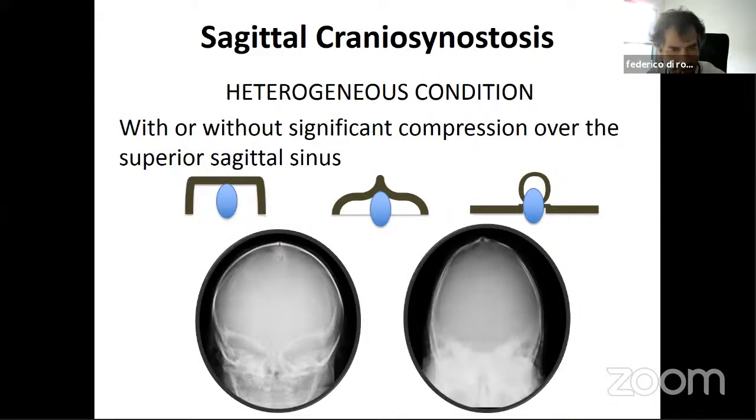And the differences are also, as we said, on the suture itself, with different types of shapes of this fusion of the suture over the sagittal sinus. And maybe this also explains the differences in the CSF resorption, because we have a situation in which the superior sagittal sinus is completely encased inside the bone and compressed and has no place for the normal pulsatility and elasticity that we can observe.